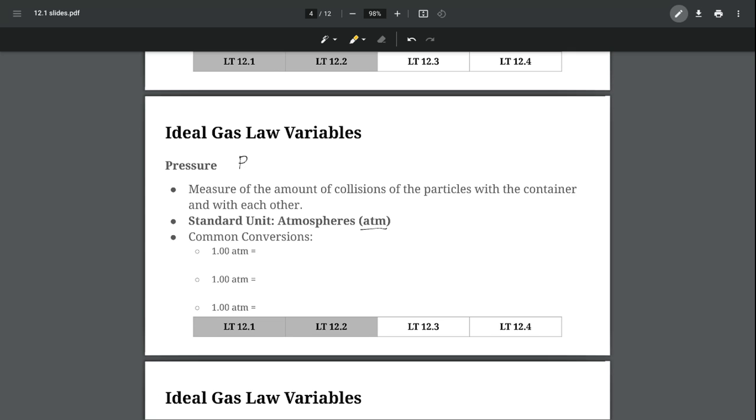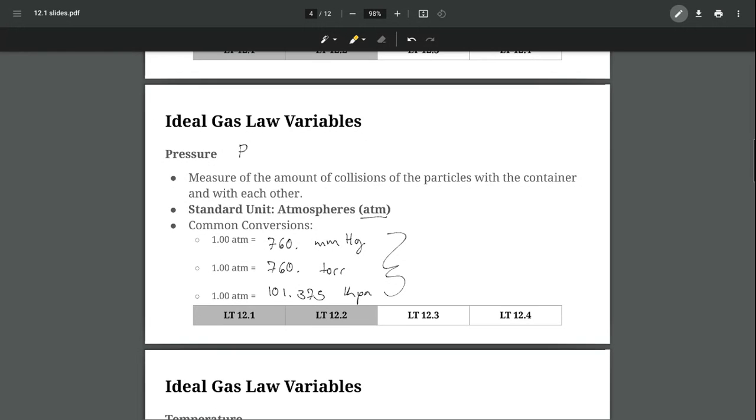So 1 atmosphere is equal to 760 millimeters mercury, 760 torr, and 101.375 kPa. And these three conversions are provided to you because that's a lot to memorize. But just remember that you're getting them.